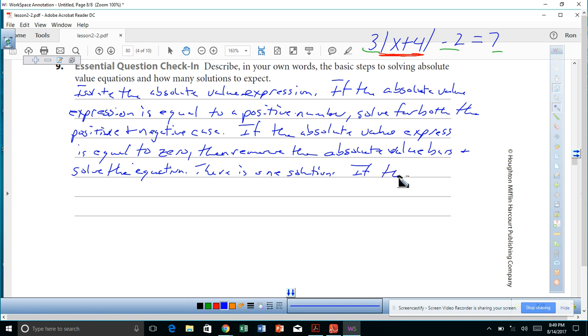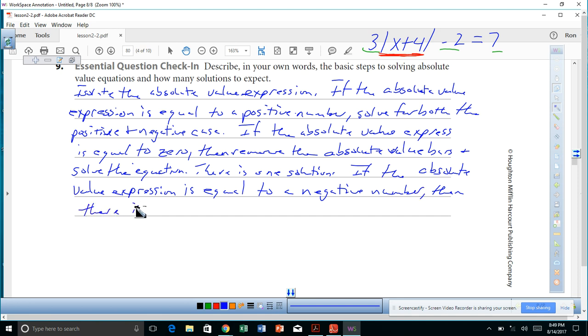If the absolute value expression is equal to a negative number, then there is no solution.